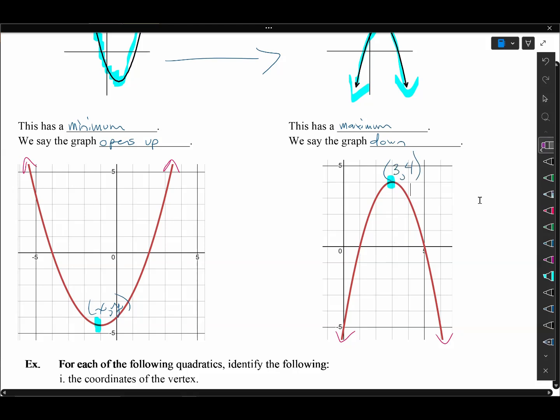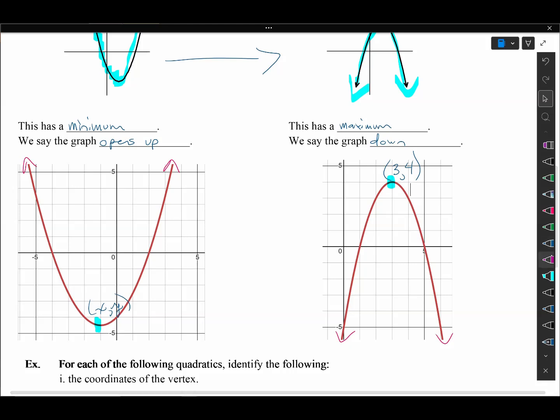Now, if those are the coordinates of the vertex, the 3 tells us where we find our vertex. So where are we looking when we're reading it from left to right? Well, we're going until we see the x value 3. That's right here. This is where we're looking. Now, how high are we looking when we're looking here? Oh, we're looking 4 up. That 4 up is how high. If that's how high, that's your maximum. So here, we would say this graph has a maximum equal to 4.